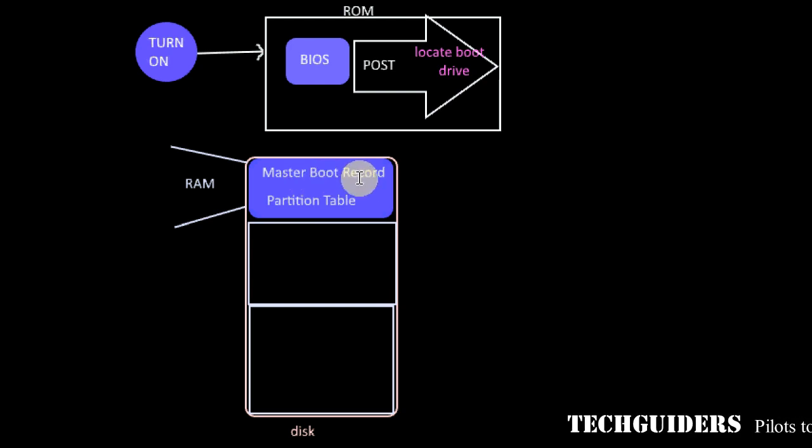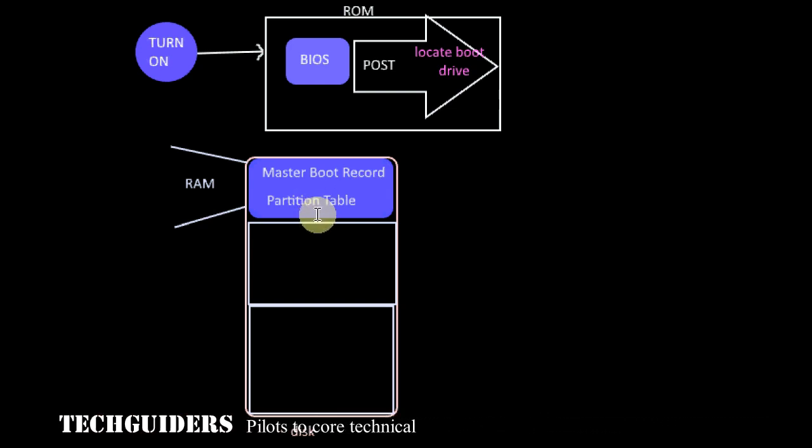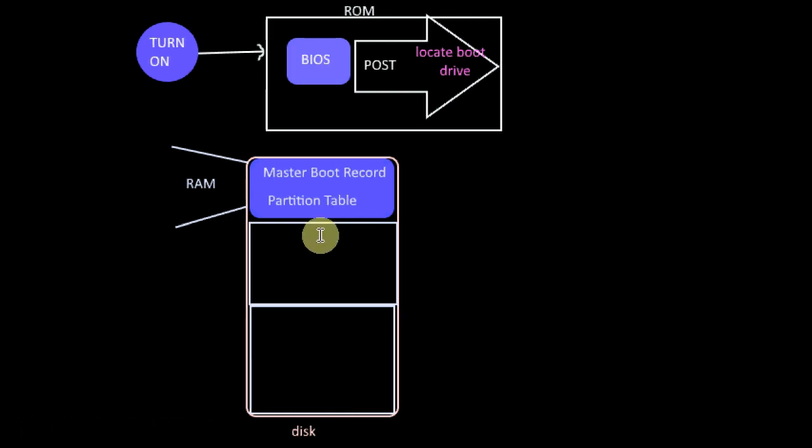MBR consists of a partition table which contains the list of the partitions, the size of each partition, location and so on. The master boot record also contains an important piece of code called stage 1 bootstrap code. The job of this bootstrap code is to use the information provided in the partition table to locate the active partition from where the operating system can actually be booted.